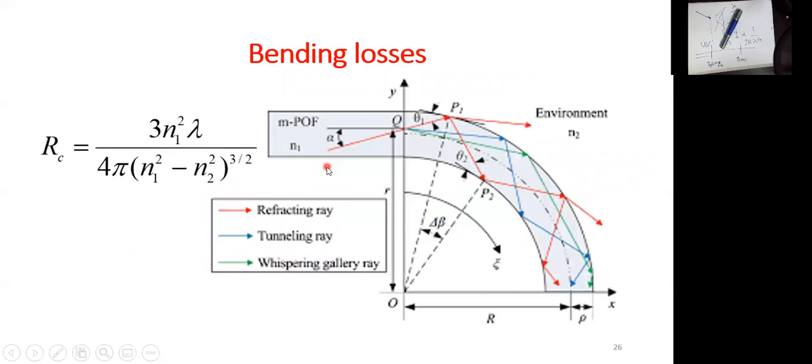Accordingly, there is what's called a critical radius at which you can make your bending. If you decrease the radius below the critical radius, then losses will start to increase significantly. This equation describes the critical radius. Of course, you are not required to memorize it. This equation is a function of N1, N2, and lambda. Based on the core, cladding, and the wavelength you are transmitting, you can determine your critical radius. So this is the macrobending effect.